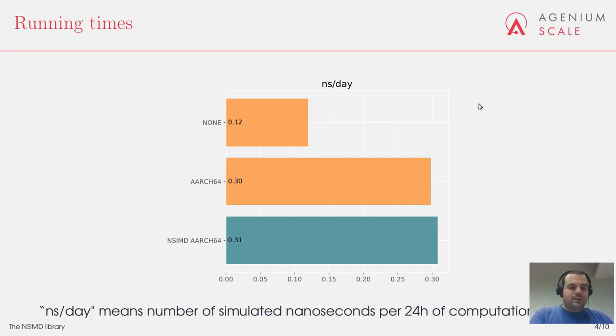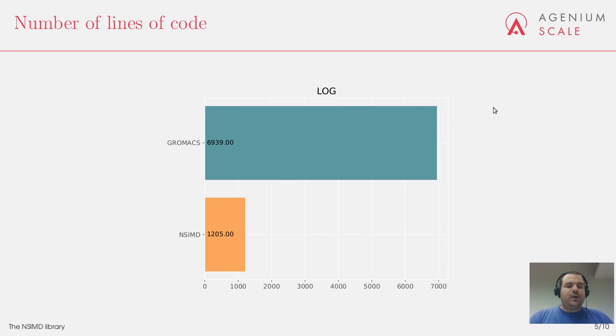But what is interesting is that we have drastically decreased the number of lines of code in the SIMD backends of GROMACS. If you take all the SIMD backends of GROMACS that are also supported by NSIMD, you can drop 7,000 lines of native GROMACS code and replace them with roughly 1,200 lines of code. So this means fewer lines of code, better maintainability, better readability, portability, and as you have seen, the same performance.